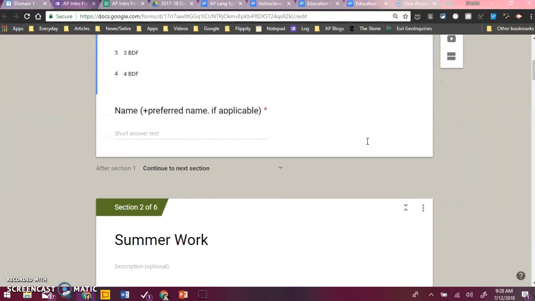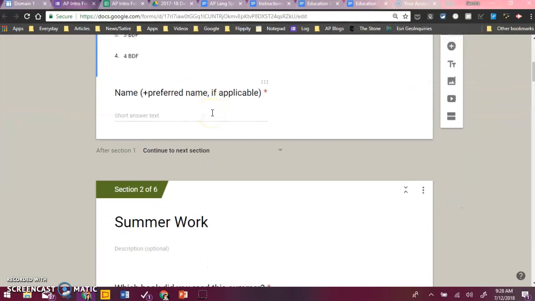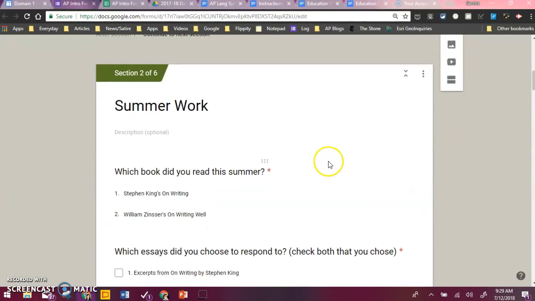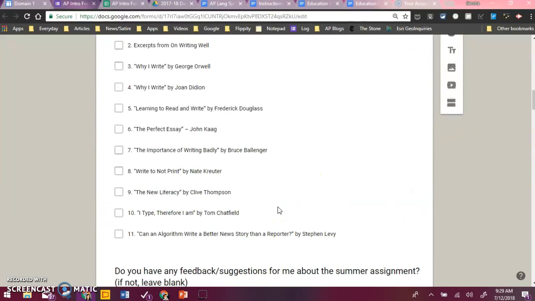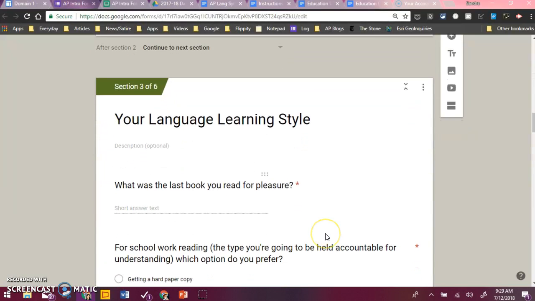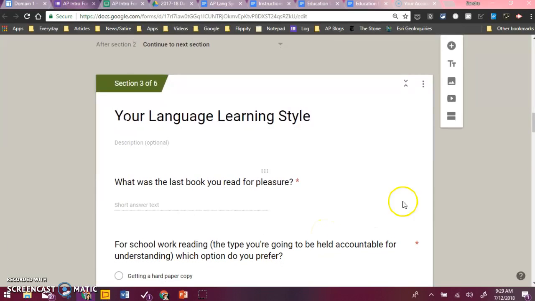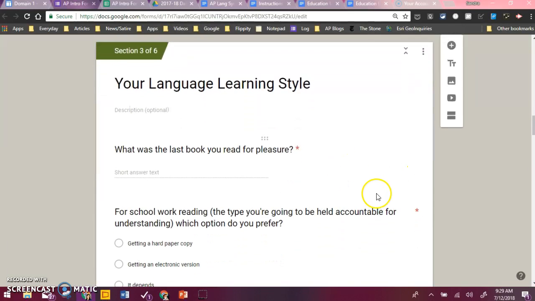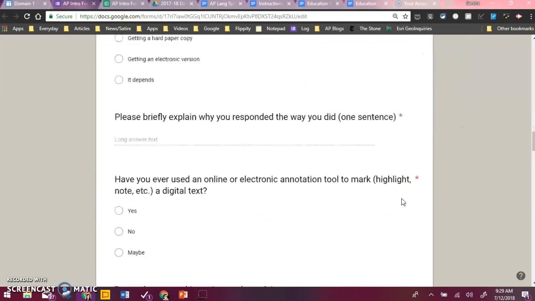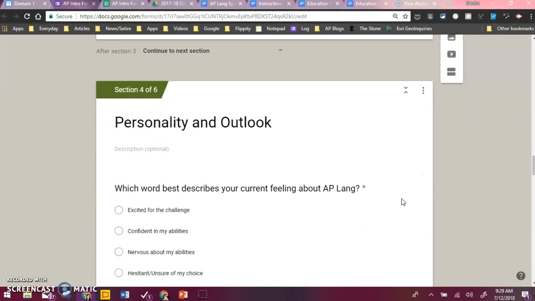This was partly really practical, to find out what do you prefer to be called. It was partly to get feedback on summer work, but I also wanted to get a little bit of information about them as learners. And I understood that this was self-reported, but it was really good information for me to have at the beginning of the year.